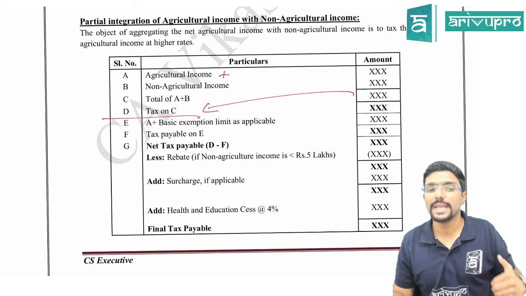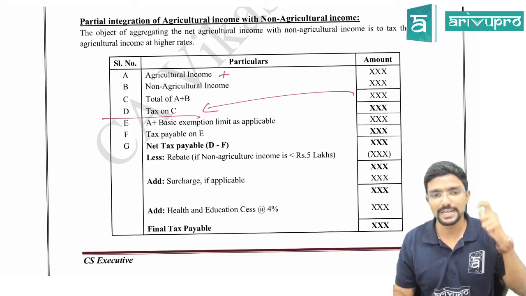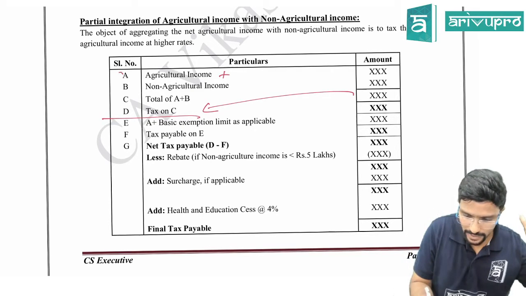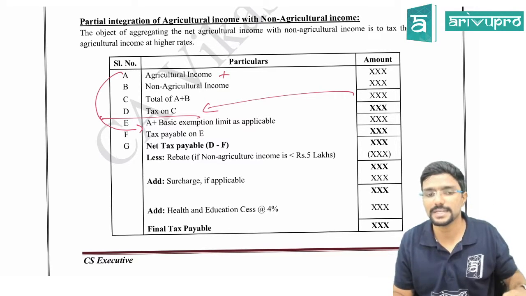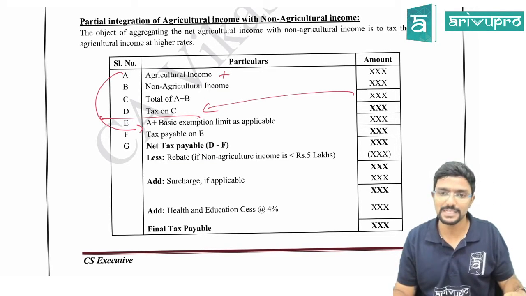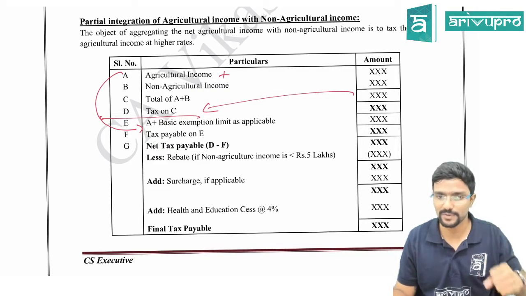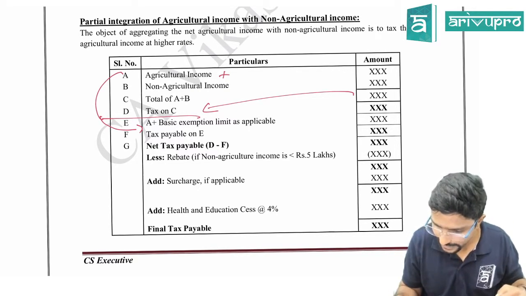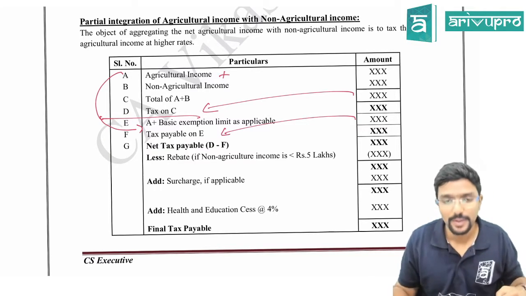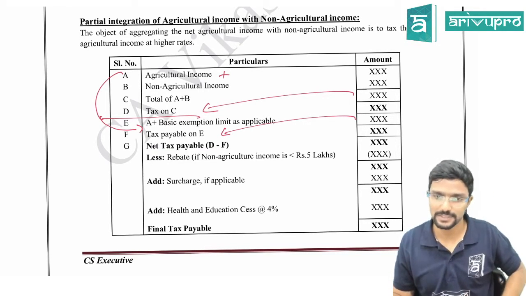Fine. Next, A plus basic exemption limit. A means agriculture income here. Agree? I have just given the alphabet so that you don't get confused. A means agriculture income plus basic exemption limit. Basic exemption limit, whichever is applicable for you, take that figure and calculate tax on that figure. So I have to calculate tax on which figure? Basic exemption limit plus agriculture income.